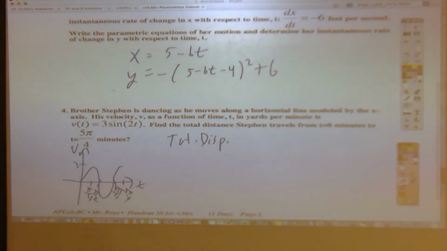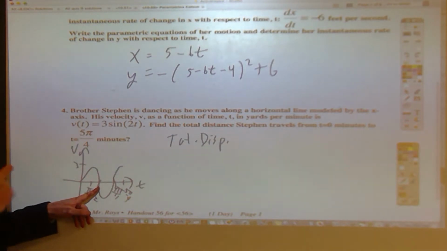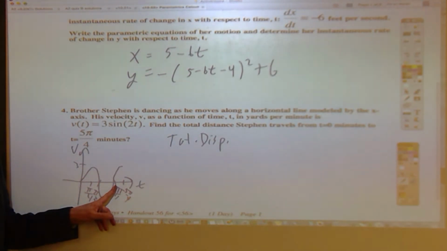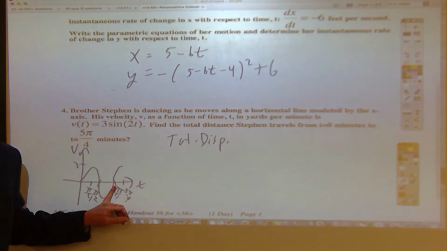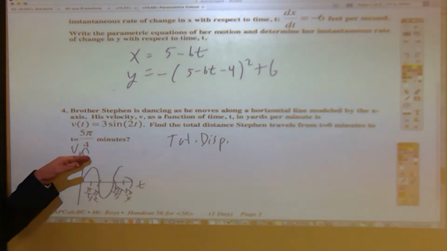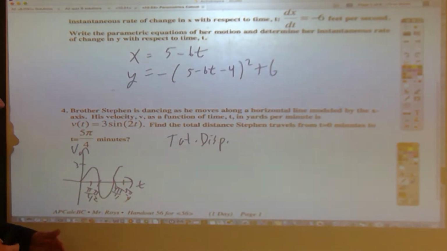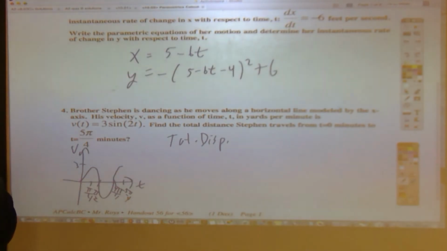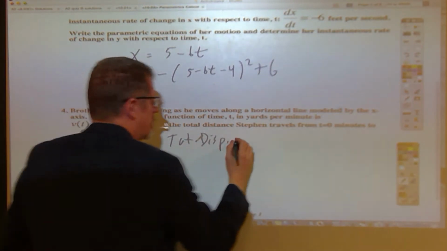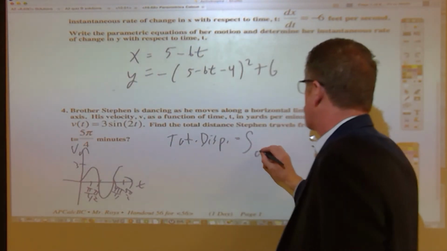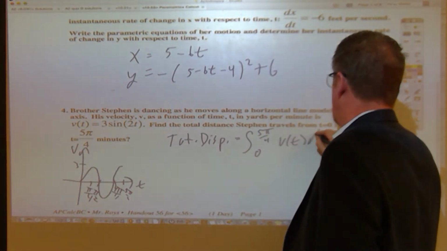In terms of total distance traveled, he moved to the right, positive velocity, then he turned around and came back left. So at time 4 pi over 4, he's back where he started, isn't he? Is that your interpretation of the graph? He moves to the right, moves to the left, and so really, the total displacement is different than total distance. So displacement would be easy. That would just be the integral from 0 to 5 pi over 4 of v of t dt.